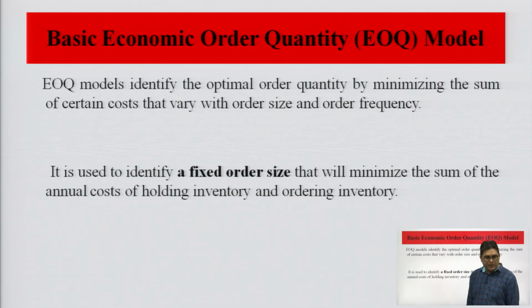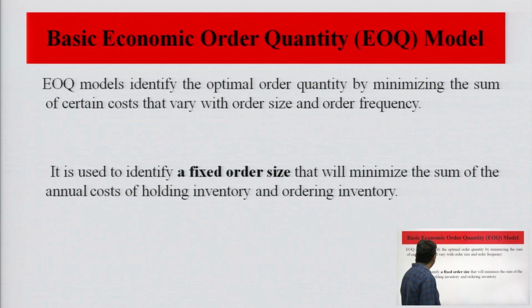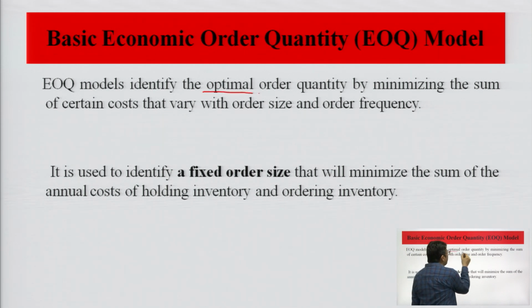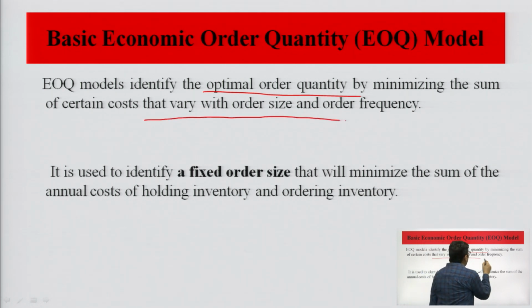The first one is the basic economic order quantity model, which we will discuss in detail. The EOQ model identifies the optimum order quantity by minimizing the sum of certain costs that vary with the order size and order frequency.